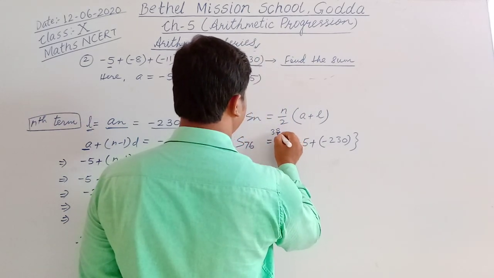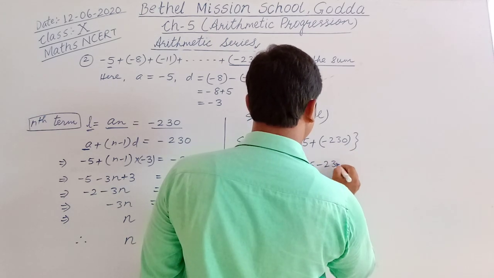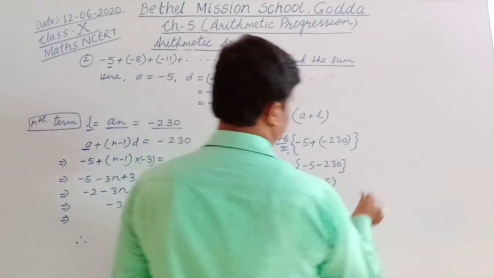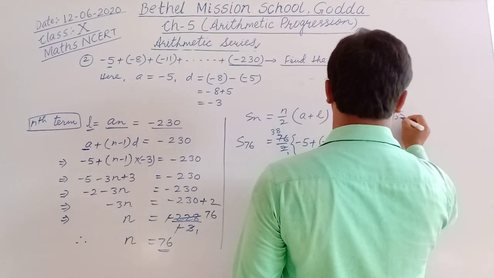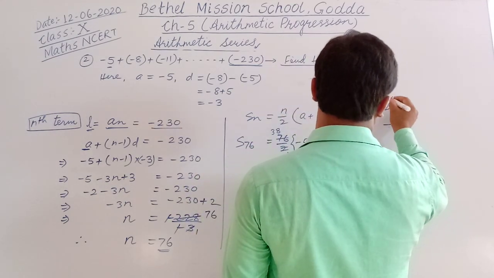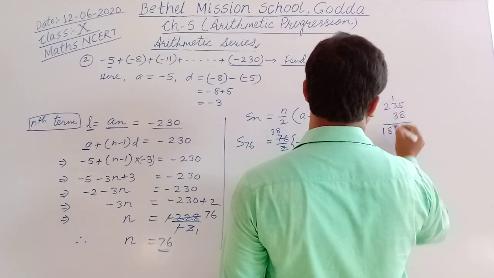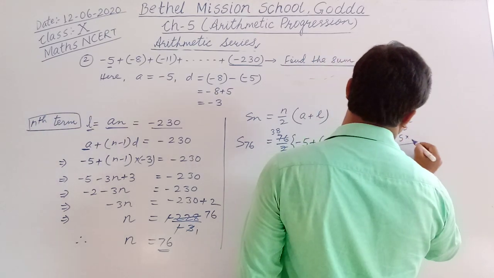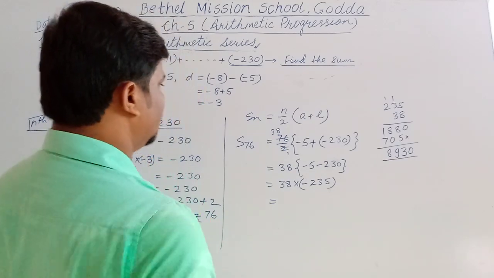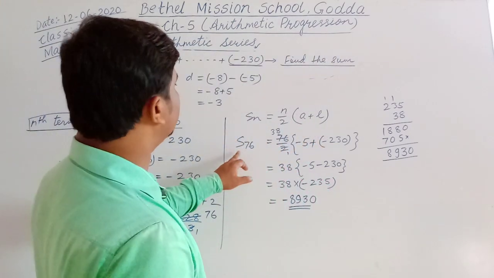Then 76 upon 2 is 38, and -5 plus -230 is -235. So 38 into -235. Now find the product 235 into 38. 8 5s are 40, 8 3s are 24 and 4 is 28, 2 carry. 8 2s are 16 and 2 is 18. 3 5s are 15, 5 and 1 carry. 3 3s are 9 and 1 is 10, 0 and 1 carry. 3 2s are 6 and 1 is 7. So the product is 8930, and with the minus sign, -8930. This is the value of S76.